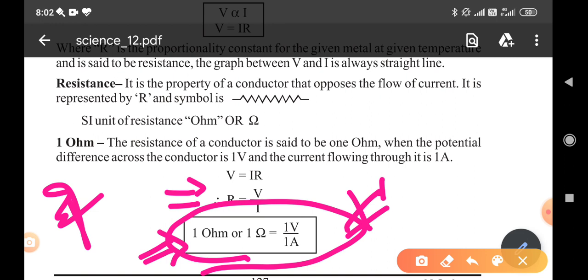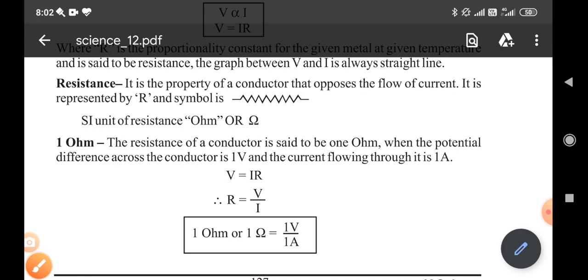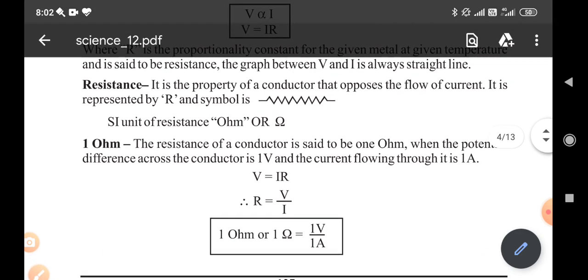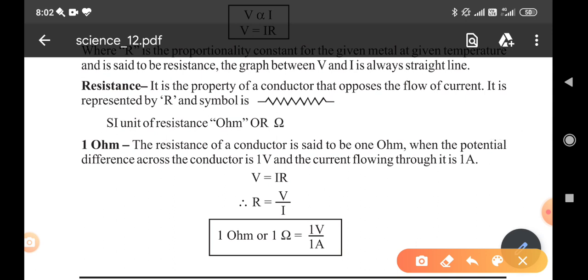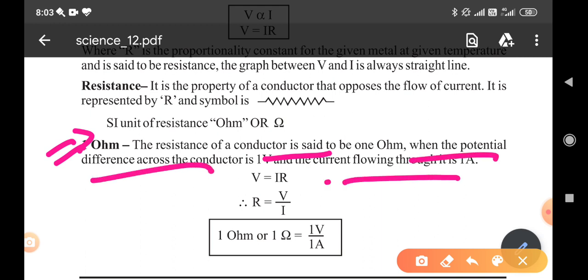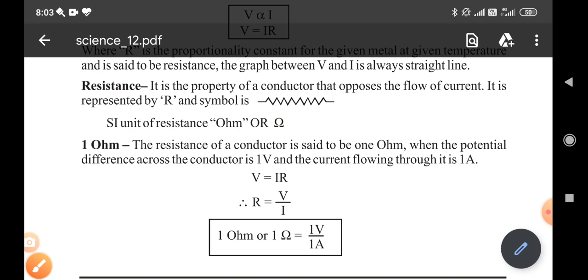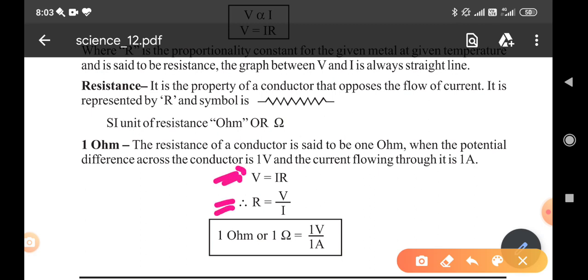So let us come to know about 1 ohm. The resistance of a conductor is said to be 1 ohm when the potential difference across the conductor is 1 volt and the current flowing through it is 1 ampere. That is, V equals IR, hence R equals V upon I. On putting the value of 1 unit, we get 1 ohm equals 1 volt per ampere.